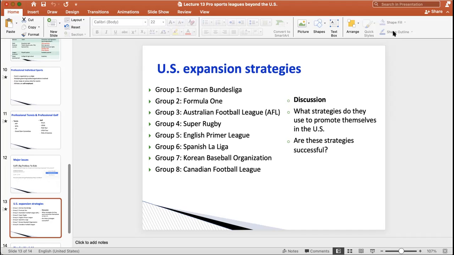Okay, so I'm going to put you in 4 different groups. Group 1, you're going to talk about the German Bundesliga. Group 2, talk about F1. Group 3, we'll talk about the Australian Football League. Group 4, we'll talk about Super Rugby. We'll put you into 4 different groups.